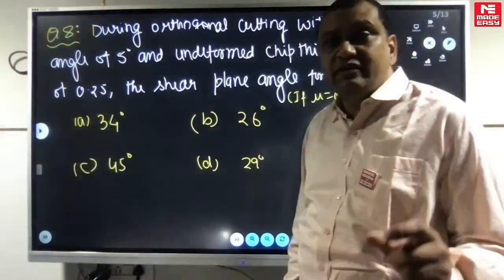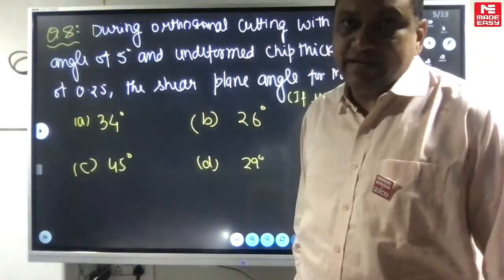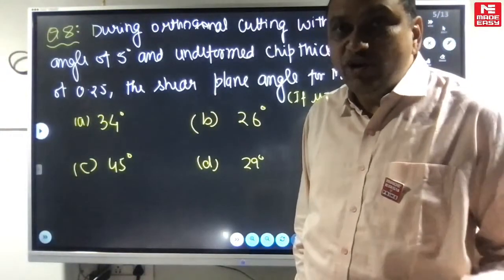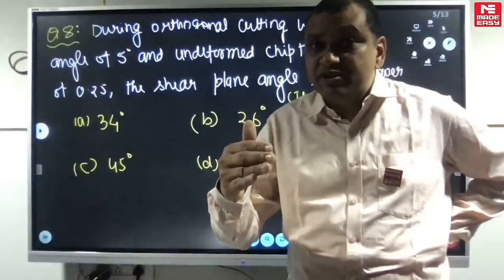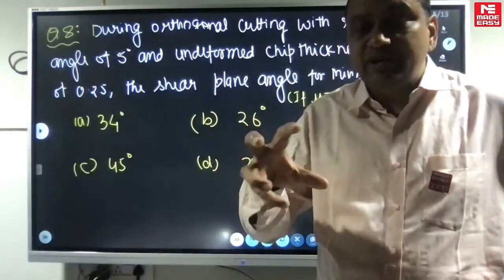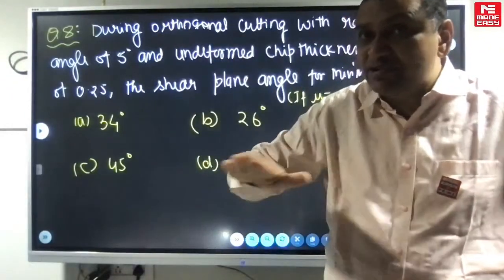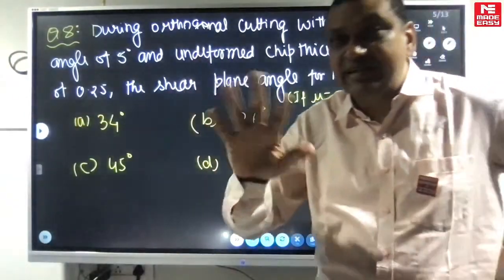Suppose in the question, T2 is missing. I hope everybody is hearing, but I am saying it is very, very important because it's a very short lecture. Because the entire cutting topic, I want to summarize in 15 minutes to a maximum of 1 hour. That's it.